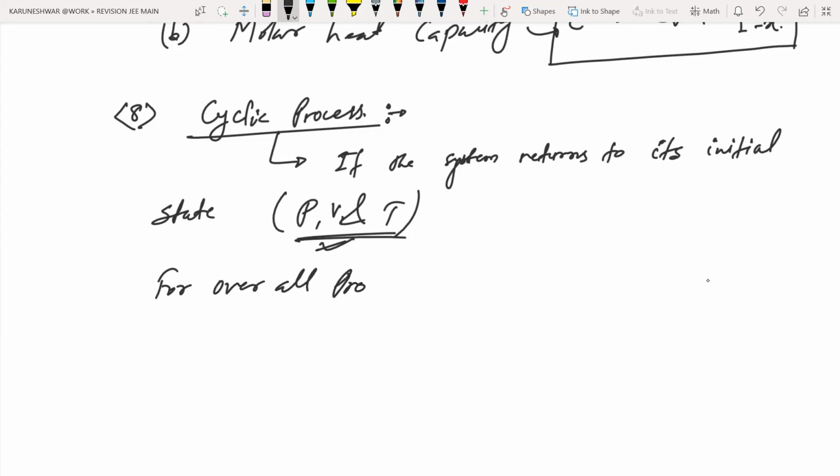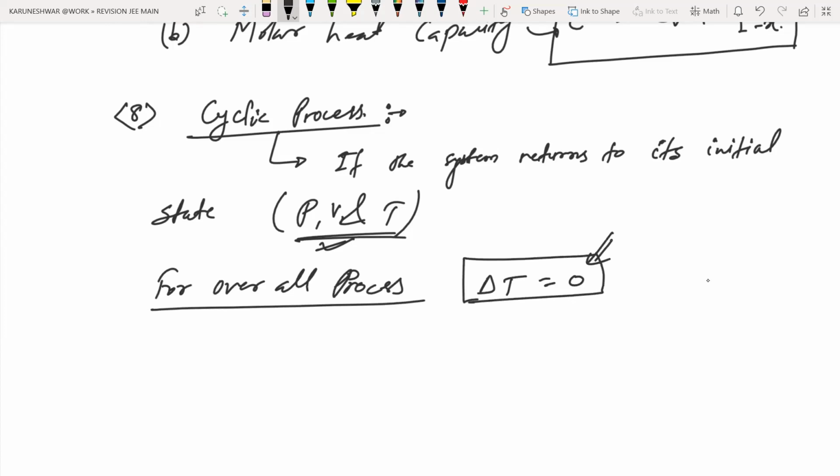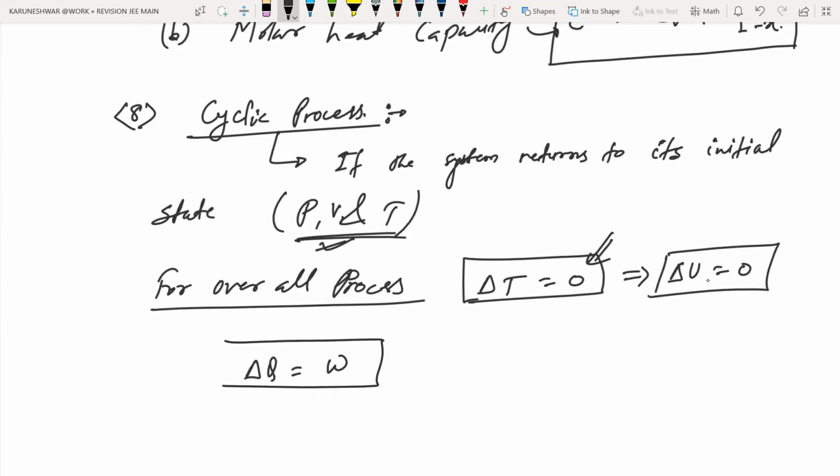For the overall process, delta T will be 0. Why 0? Because the initial temperature is the same as the final temperature. If delta T is 0, there is no change in internal energy, so the internal energy change is also 0. Then according to the first law of thermodynamics, the heat we supply is converted into work done by the gas only, with no change in internal energy. This is the major thing you need to keep in mind, and I think I have covered everything for the thermodynamic processes.